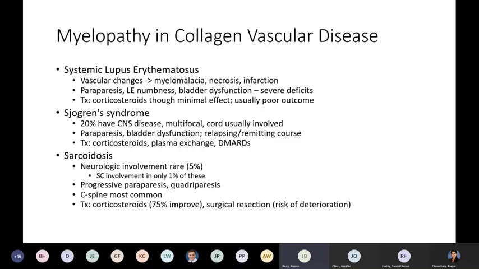When it does occur, it'll be progressive paraparesis or quadriparesis, with the C-spine being most commonly involved. About 75% will improve with steroids. You can also surgically resect the lesion, although there's a risk of neurologic deterioration with that as well.